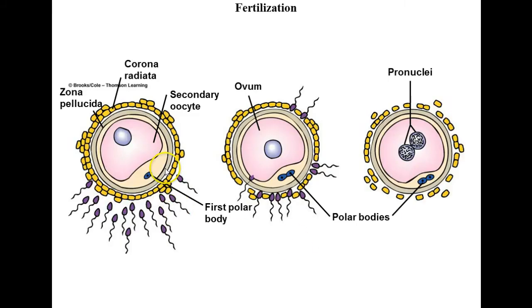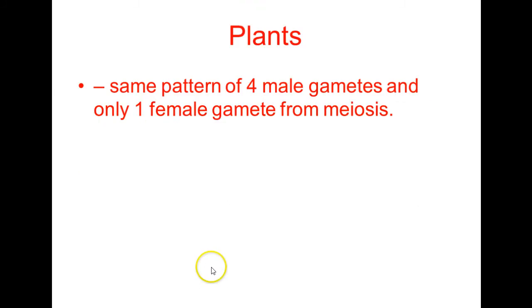Okay, so here's a diagram, and you notice secondary oocyte, sperm cells coming in contact, very quickly complete meiosis, produce the polar bodies, which die, and we're left with the functional egg cell. In plants, we see the very same pattern. We'll get 4 male gametes out of meiosis, but only 1 functioning female gamete from meiosis.